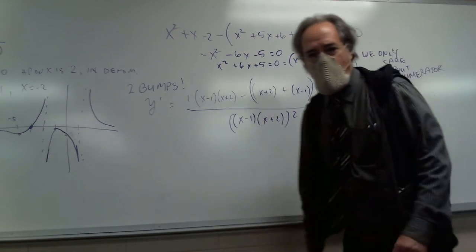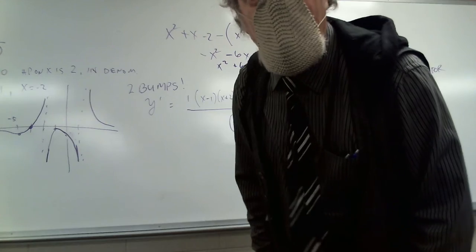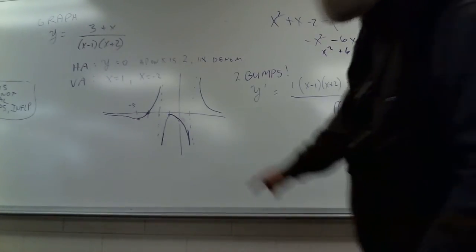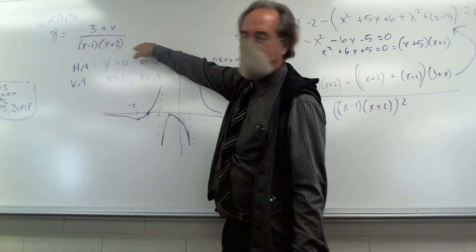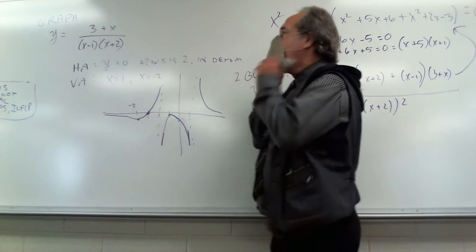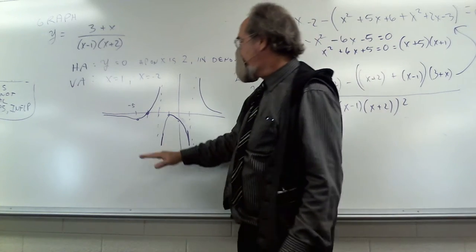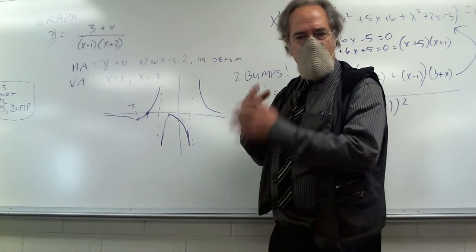All right, here's what we got. Let's see if I can find the original function up here. The original function is this: 3x plus 2 over x minus 1 times x minus 2. We do a sketch on our calculator. It shows us this thing.